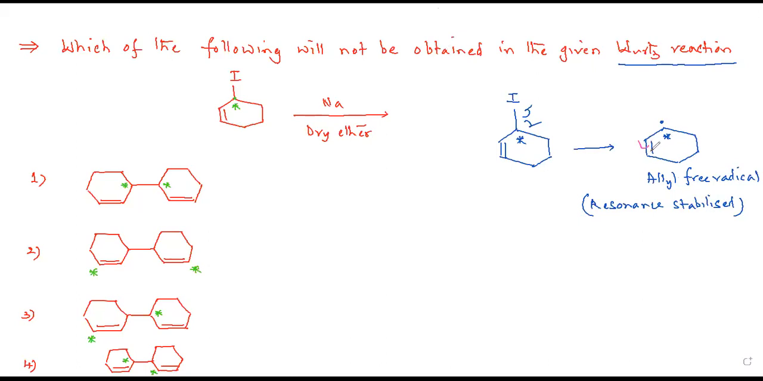Consider the homolytic cleavage of this particular pi bond. These two free radicals are generated. And now let us form a bond between these two and keep this one free. Okay, then we get this.